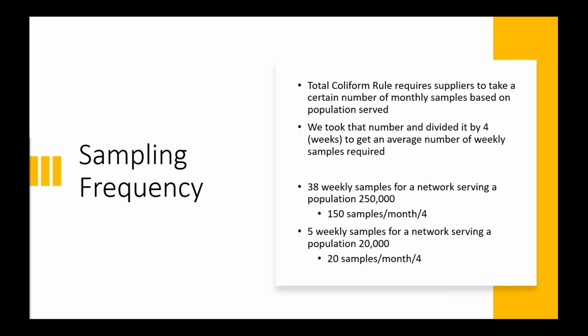And what we do is we take the population that's served by that system, associate that with the minimum number of monthly required samples from the total coliform rule. And then I am using an evaluation period of a week. So since, for example, one of these systems, 150 samples is the monthly requirement, we divide that by 4 weeks in a month approximately to get about 5 samples that would be needed per week in order to meet compliance with the number of samples required.